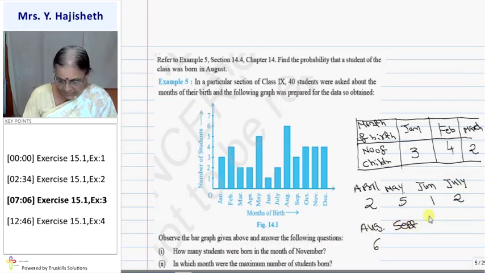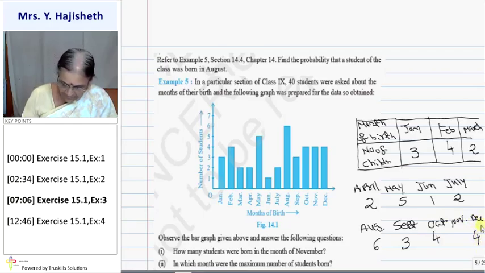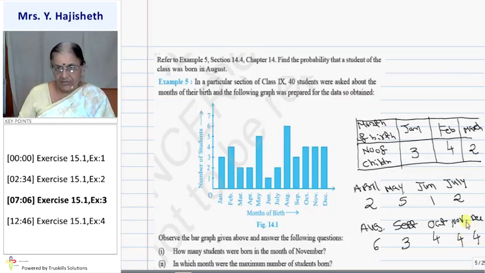what is September? 3. October is 4. Okay. Look at November and December. How many in December? 4. And how many in November? 4. Clear? They are equal. October, November and December have 4 as the number of children. This is the data given by the graph.